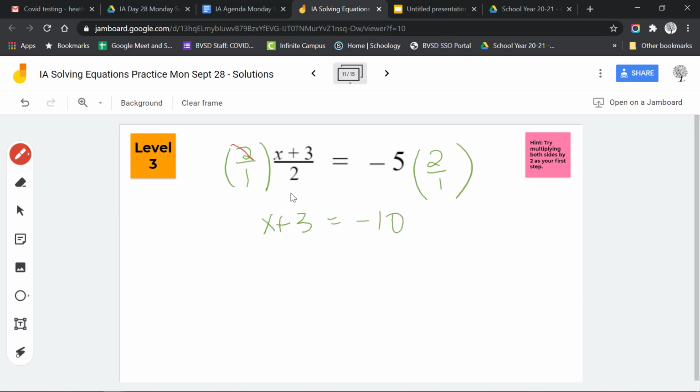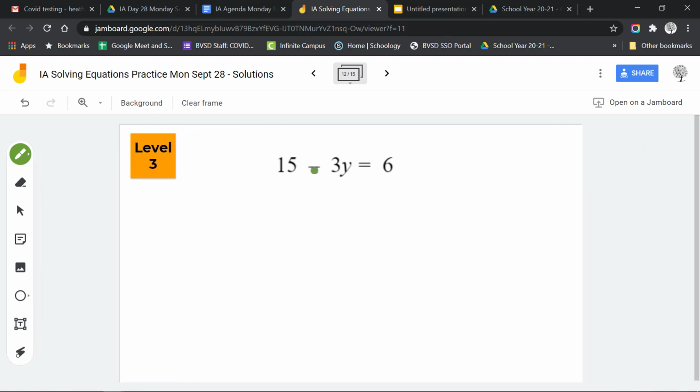So now remember, 2 divided by 2 is 1, so those 2's cancel out. And now I'm just left with x plus 3 equals negative 10. So if I subtract 3 from both sides, then I've got x equals negative 13. And I can plug that back into my original equation to check. If I put a negative 13 here plus 3, I would get negative 10. Negative 10 divided by 2 is negative 5. So that works.